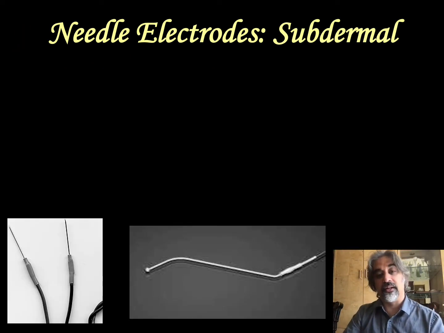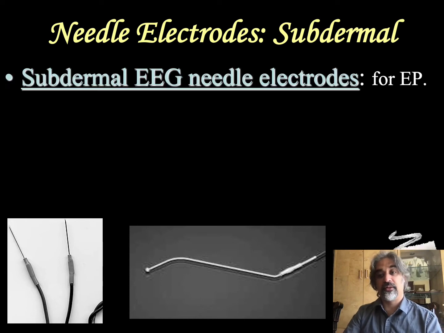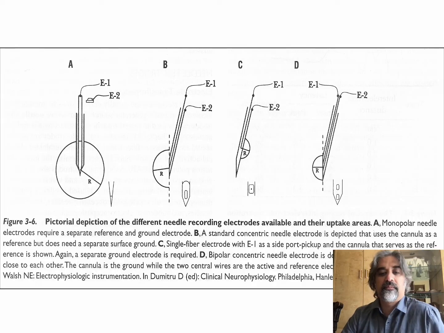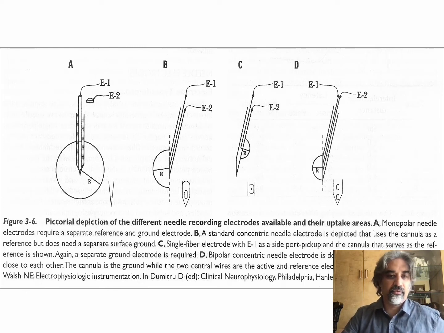Another type of needle electrode that may come up are subdermal electroencephalographic needle electrodes. They're used to record evoked potentials just under the scalp. They're real small and held in place with tape. They're disposable. And here's a summary slide with the different electrodes for final analysis.